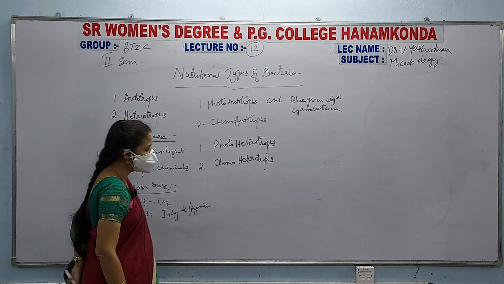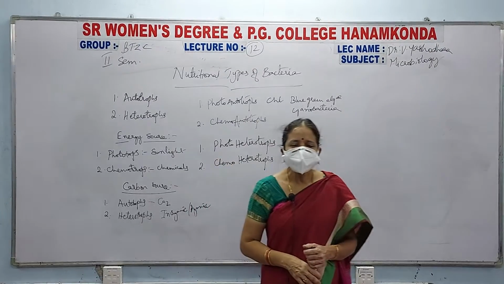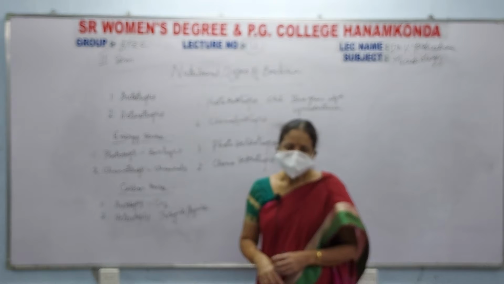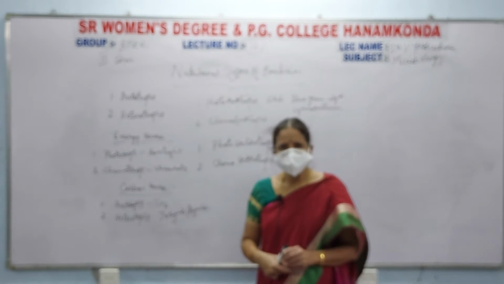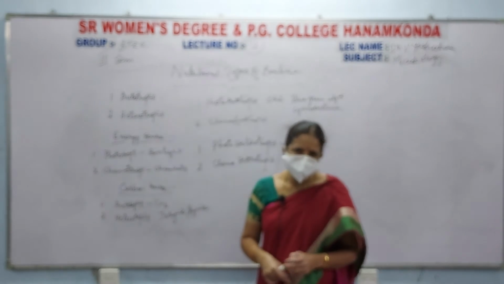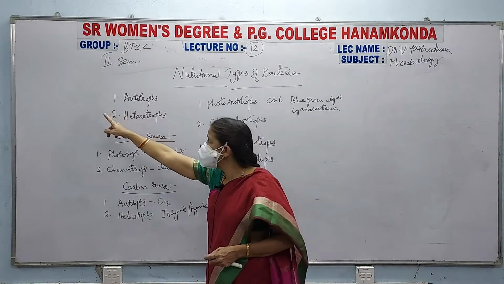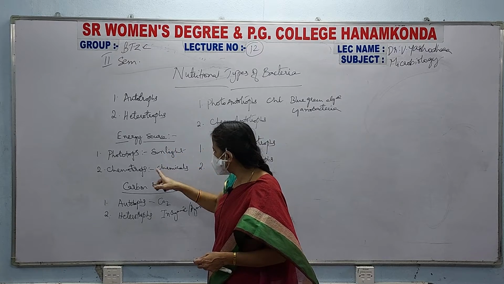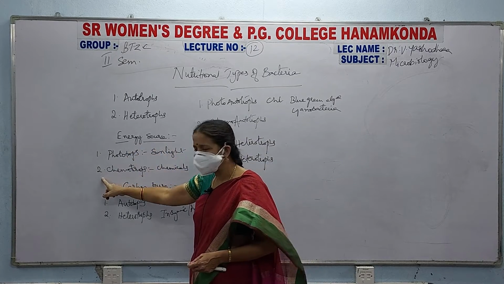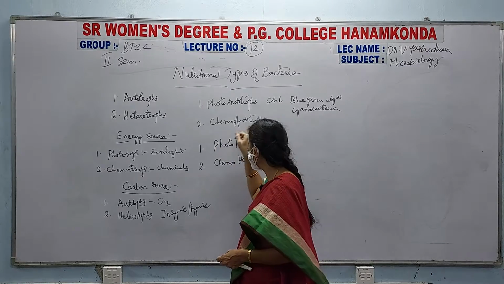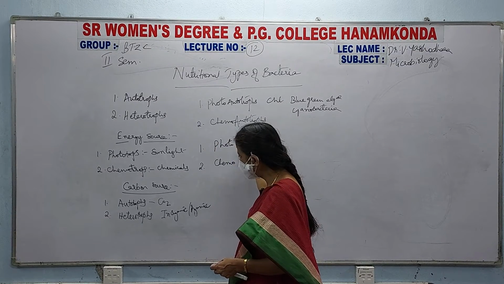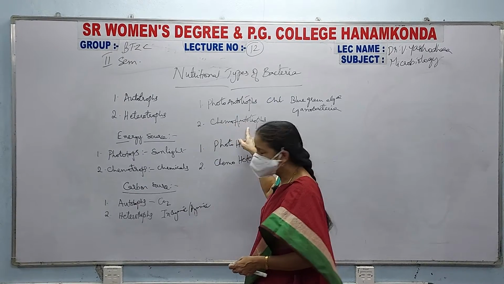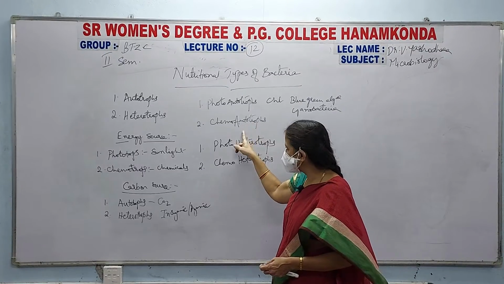So chemoautotrophs are the organisms which can synthesize their food material by using an external source of energy, and they synthesize organic nutrients. That is the first definition. Second definition, these are the organisms which use chemicals as the energy source. Coming to the third definition, these are the organisms which use carbon dioxide as the carbon source for the synthesis of their nutrients.